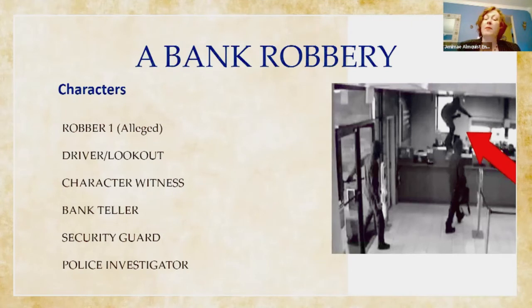Let's take, for example, a bank robbery case, a criminal case. Some of the characters that might be involved in a trial for bank robbery would include the robber, who of course is only the alleged robber and innocent until proven guilty. You also might have the driver or lookout. You might have a character witness, someone who stands up and talks about how good a member of the community the accused person is. You would have the bank teller who was held at gunpoint.